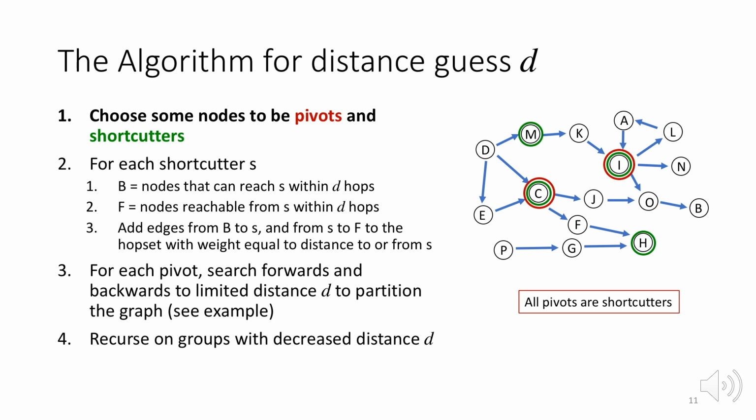And we're going to have that all pivots are shortcutters. So in the graph, the pivots are circled in red and are C and I, and the shortcutters are shown in green, and they are M, C, I, and H.